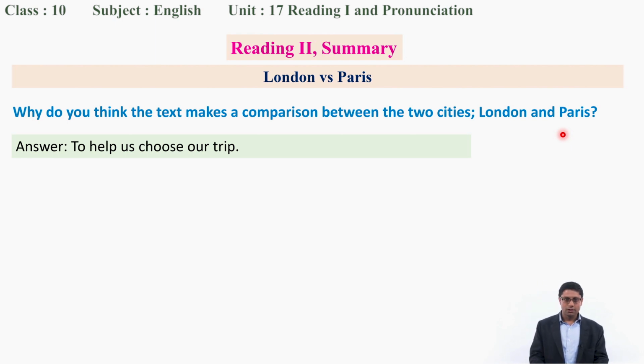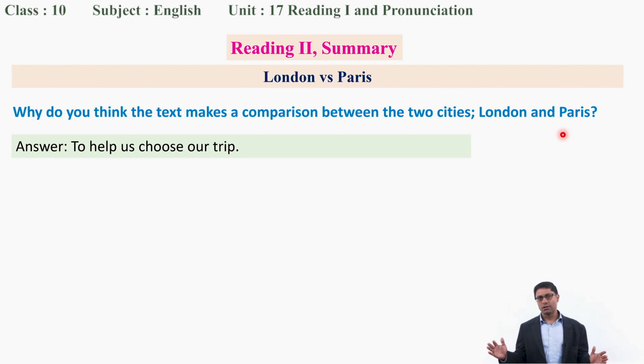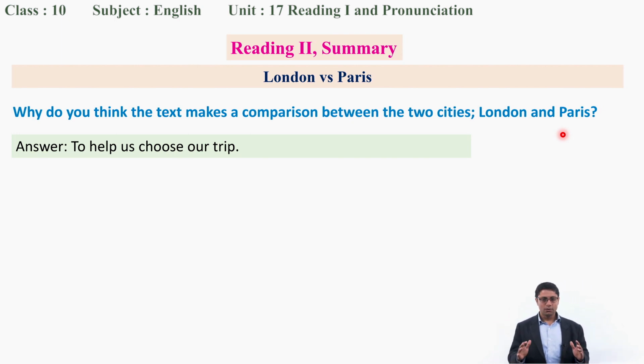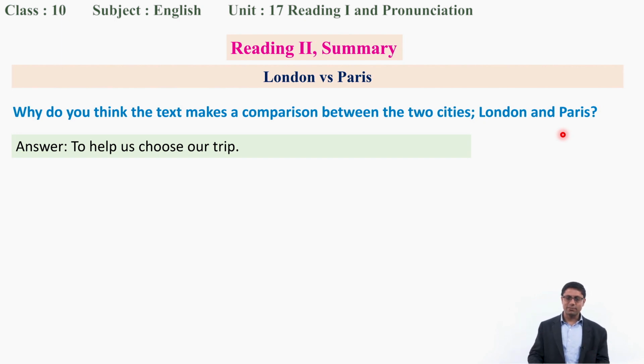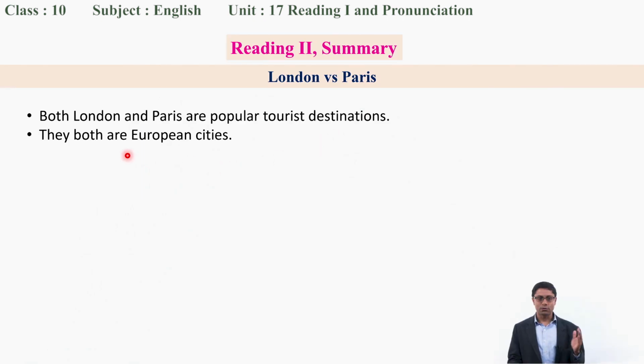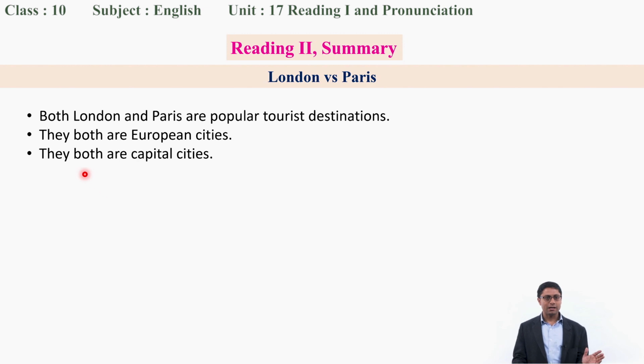That's good. Dear students, now we are going to summarize the text London versus Paris. First, we'll look at the similarities between these two cities, London and Paris. If we look at London and Paris, both cities are popular tourist destinations. Similarly, they both are European cities. That means they lie in Europe. They both are capital cities. London is the capital of England and Paris is the capital of France.